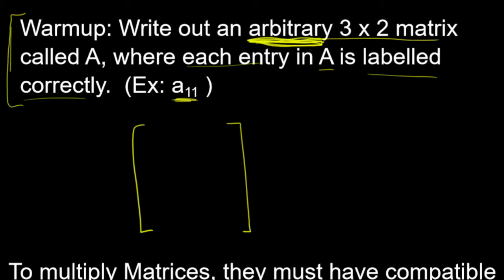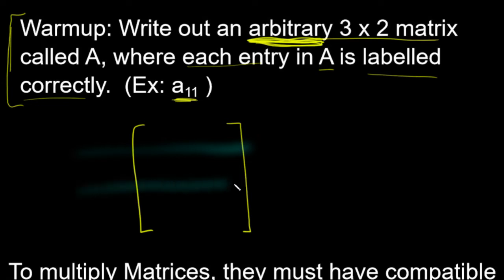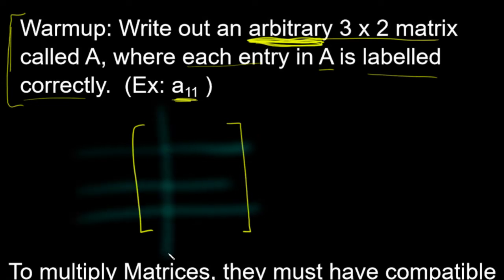So there will be 3 rows and 2 columns. All right, following along so far? So that is what it means for it to be a 3 by 2 matrix. Now, it's called matrix A, so it's going to have A as a label, and then each entry is also going to have the label A. And then they'll also have their individual address here.